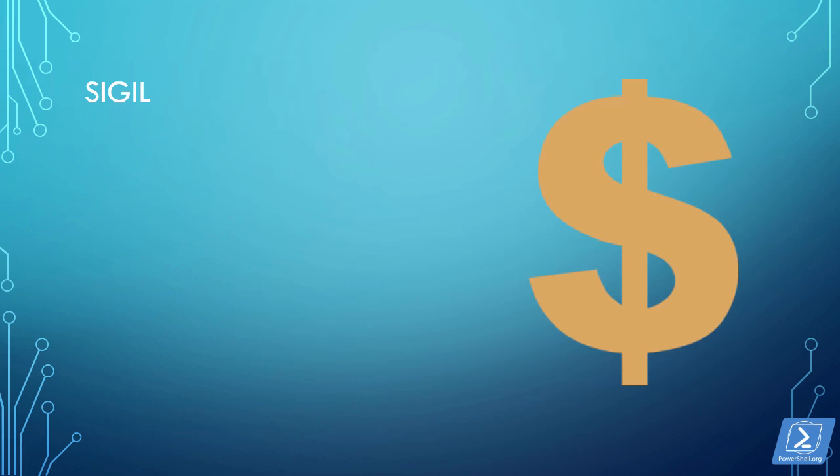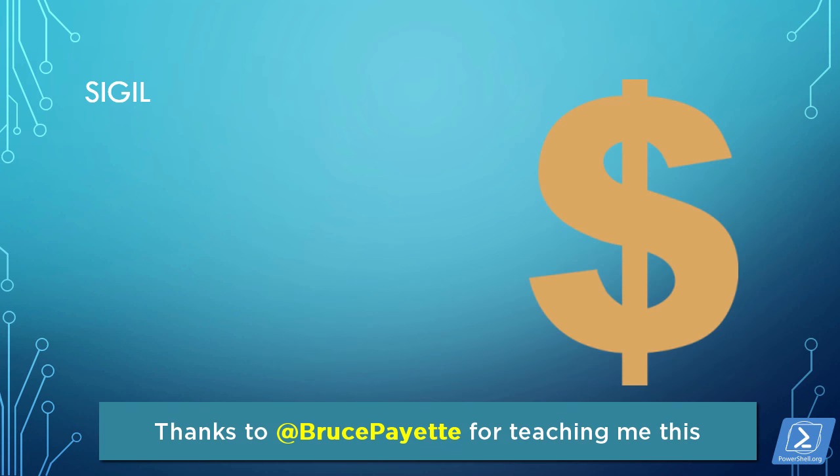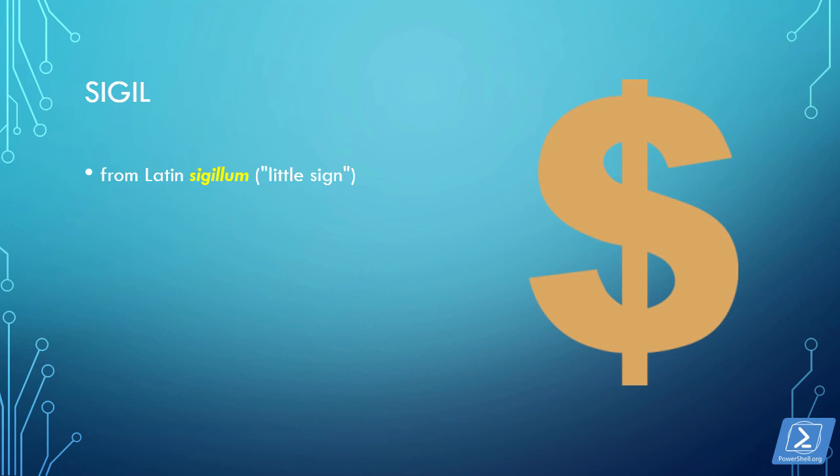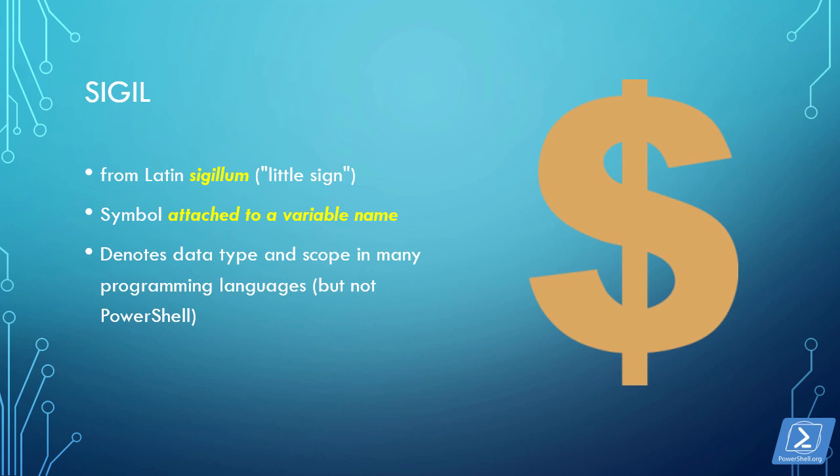Before we get into the code, I want to explain a term for you, and this term is called sigil. It's the dollar sign that you and I are both familiar with in working with Windows PowerShell. The word sigil comes from the Latin word sigillum, that stands for little sign. And as it happens, this sigil, or this symbol in the context of computer programming, is attached, normally prepended, to the variable name. And in many programming and scripting languages, shell scripting languages, Perl, etc., the sigil will denote the data type and the scope of a variable.